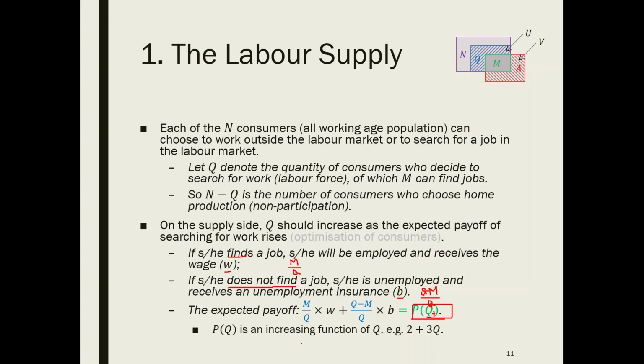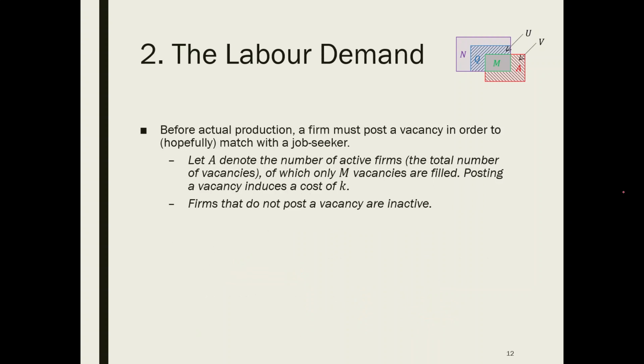The second building block of the DMP model is the demand side, or firms. To repeat the definitions of the notations, A is the total number of vacancies available, while M are filled vacancies. We also assume a fixed cost of posting a vacancy on the internet or newspaper. Firms that do not post a vacancy are inactive and no costs are incurred.